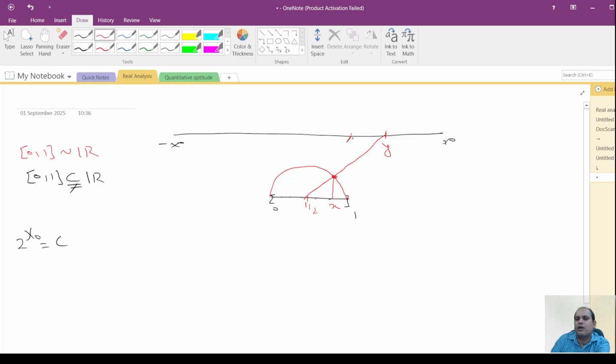Now, choose a different element here, join it with the center, and it is going to cut here. For this different element I have this different image. So, whenever two elements are different here, we have their different images, and every element of the codomain has a pre-image. In this way one can establish a 1-1 and onto map to show that these two are equivalent, or the term used here, similar: (0,1) is similar to R.